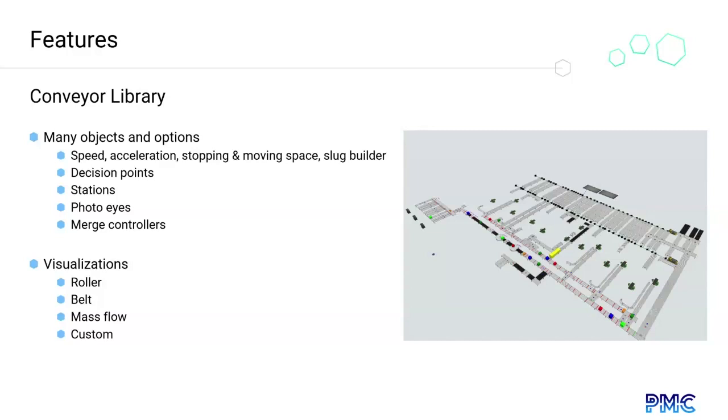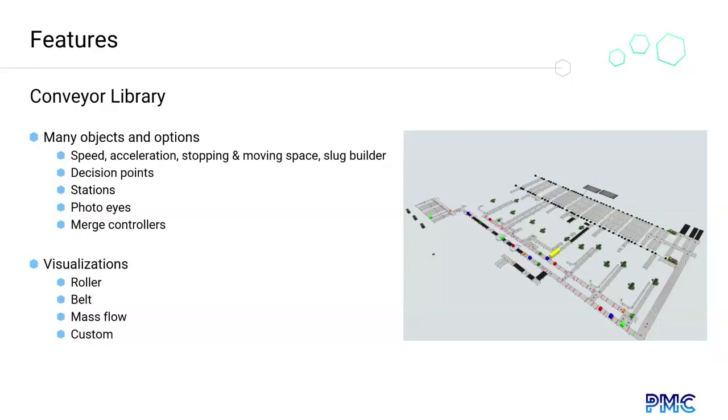We have stations where we can do processing. We have photo eyes that we can use for sensing, and then merge controllers again for traffic management. And so a lot of the features and functionality that I would ever possibly need to build a conveyor model, like what you see on the right, for example, that's all in FlexSim to begin with, so you can hit the ground running when you start modeling.